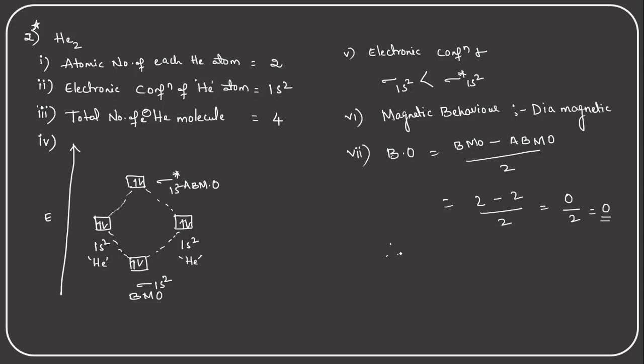So no bonding will take place between two helium atoms. This is a very important point to know, because as per molecular orbital theory, there will be no bonding between two helium atoms. So it is a very important one.